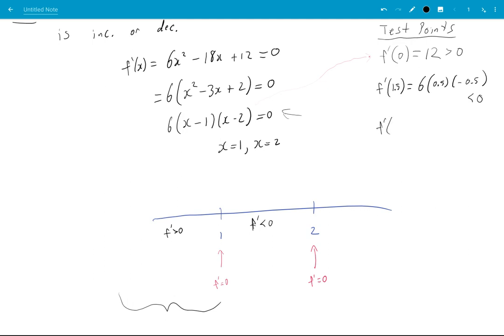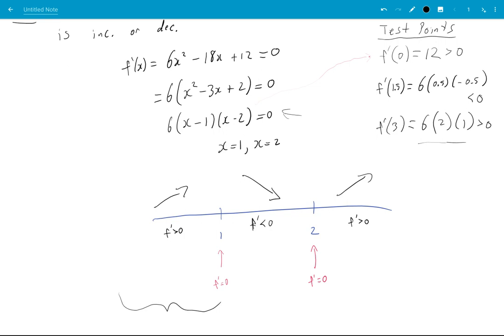And finally, I'll take f prime of 3, and I will get 6 times 2 times 1, bigger than 0. Again, I'm not actually calculating that. I just need to know, is it positive, is it negative? 3 is bigger than 2, so f prime is bigger than 0 here. So f prime is bigger than 0, telling me that my function is increasing here, and then I have decreasing here, increasing here.